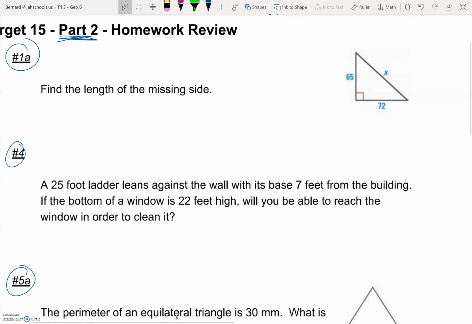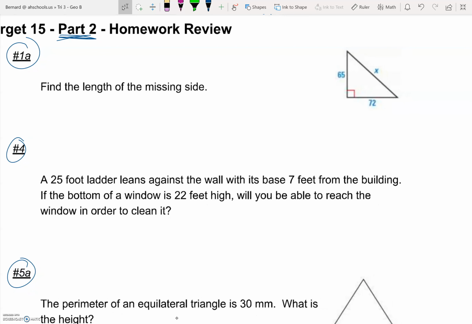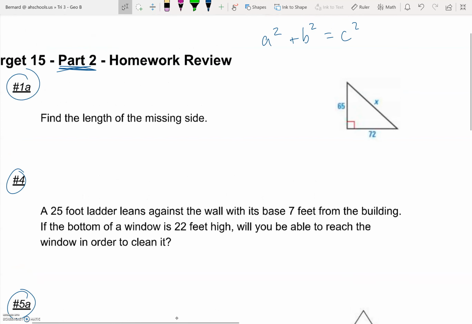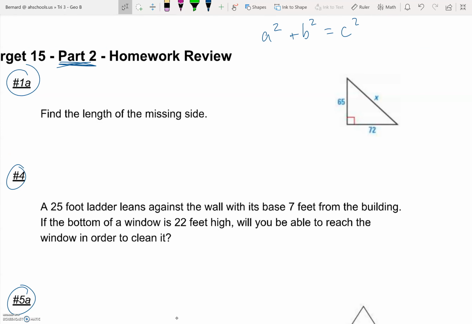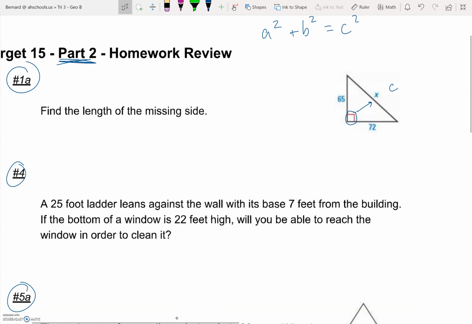All we have to do is find the length of the missing side in 1A. Missing side is labeled as x in this diagram. So to figure it out, we're just going to apply a squared plus b squared equals c squared. Remember, the crucial piece is which side is c. So find your right angle, look across from our triangle. That's going to give you the hypotenuse, which is the longest side, which is c. It always has to be that way. So x is our c side this time. So we just square the other two, add them together, and square root as the last piece.